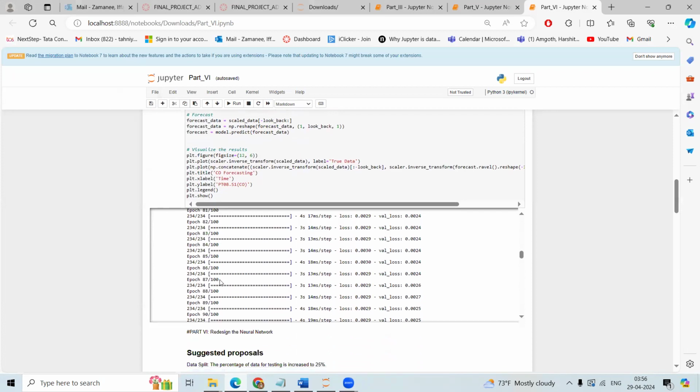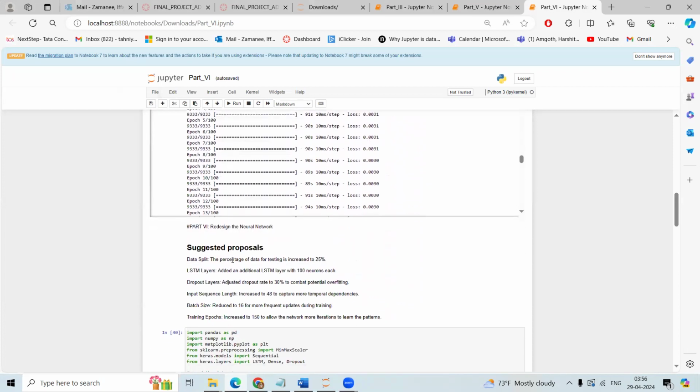the model, and visualization. Here the suggested proposals are: the percentage of data for testing is increased to 25. LSTM layer: added an additional LSTM layer with 100 neurons each. Dropout layers: adjusted the dropout rate to 30% to combat potential overfitting. Input sequence length increased to 48 to capture more temporal dependencies. Batch size reduced to 16 for more frequent updates during training. Training epochs increased to 150 to allow the network more iterations to learn the patterns.